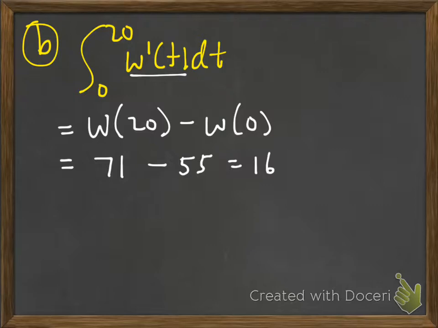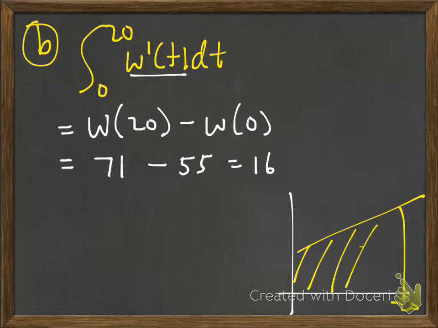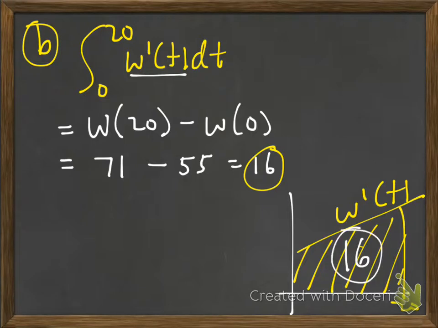And it says using correct units. And so what would that mean? Think about a picture of this whole thing happening. We've got the function going up like that. We integrate the derivative, and that would give us the rate at which the temperature is changing. And from 0 to 20, it would give us the total change in temperature as a positive number. So if this is W prime, then 16 would be the area. Right? So 16 is the area of that region under W prime.